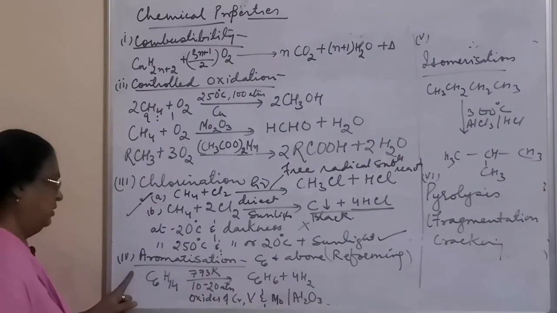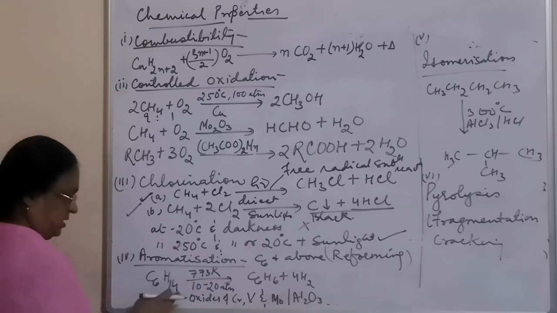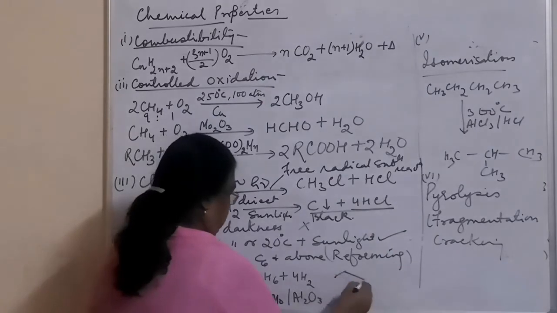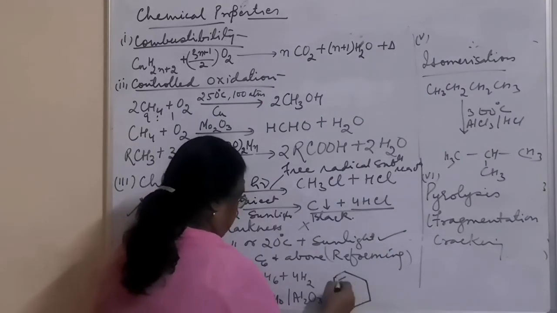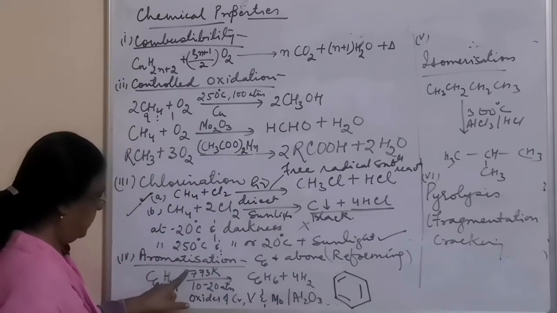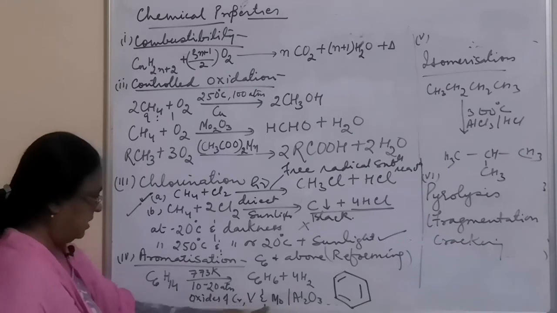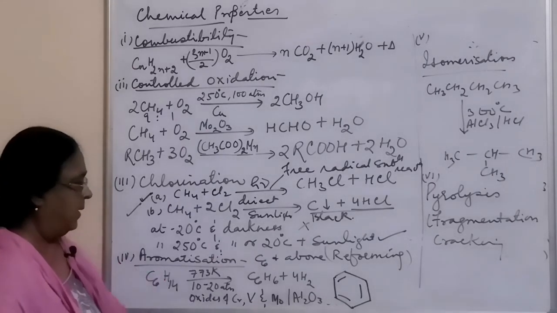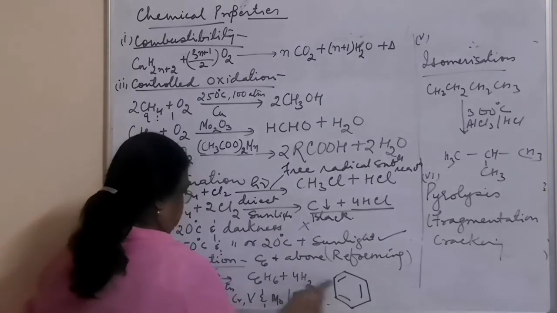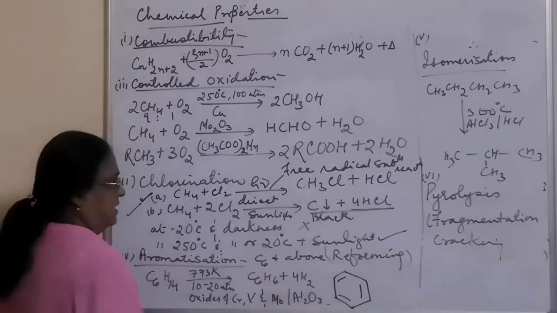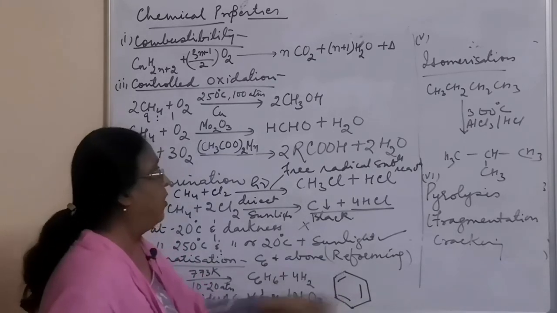Then aromatization, that is, an alkane with a 6 carbon long chain is converted to benzene. Benzene has this structure, 6 carbon with double bonds. This happens at these conditions of temperature and pressure, with catalysts oxides of chromium, vanadium and molybdenum over alumina. Then we obtain benzene and hydrogen. So a cyclic compound is formed. This is called cyclization, also called reforming.